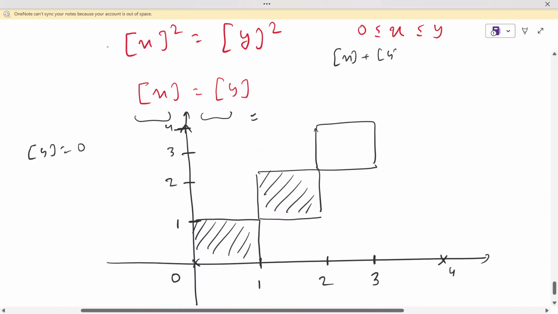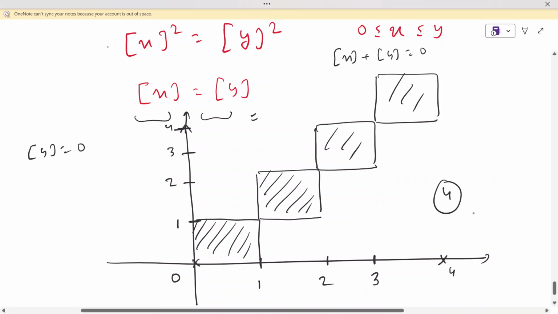Right? Got it? So this is our graph. And you can easily see that each chunk's area is 1, 1, right? Both are squares. So this area is 4. Got it? But it is not completed yet, because the question is not this way.